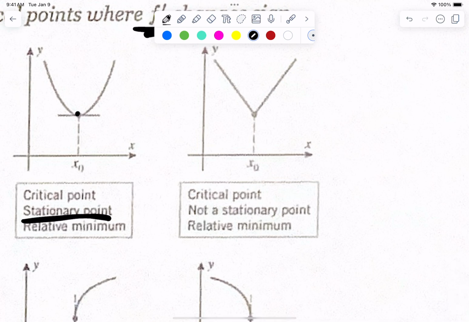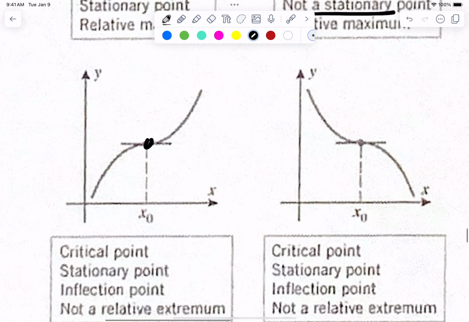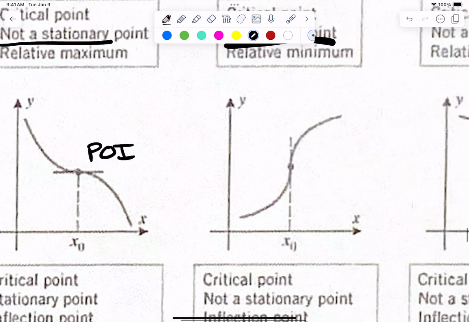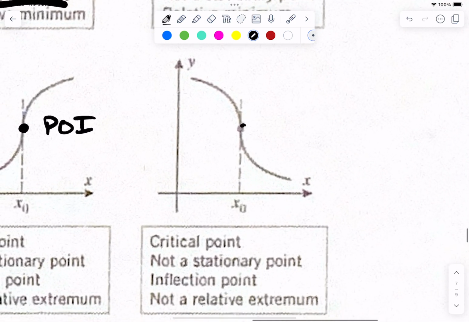Same thing with this one. It looks like an absolute value function, but it is decreasing and then increasing. So that is a critical point. Something critical is happening there, but it's not a stationary point, and it's not a max or min. This one is a critical point, but it's not changing from increasing to decreasing. This is a point of inflection, this one is also a POI, this one is also a POI, and this one is also a POI.